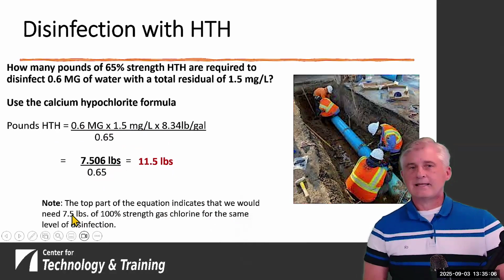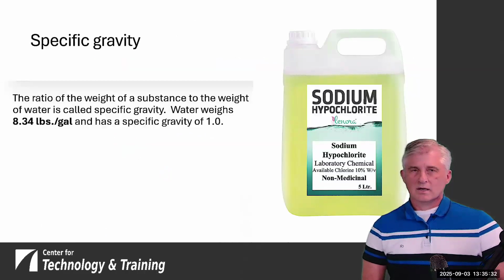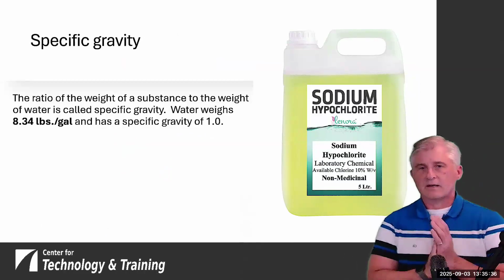For gas, we'd only need 7.5 pounds, and that's indicated here. This is basically the formula. The top of this equation is the formula for gas chlorine. But because it's only 65% strength, we need more of it. So we need 11.5 pounds of HTH. All right, so that's about all we're going to cover on HTH.